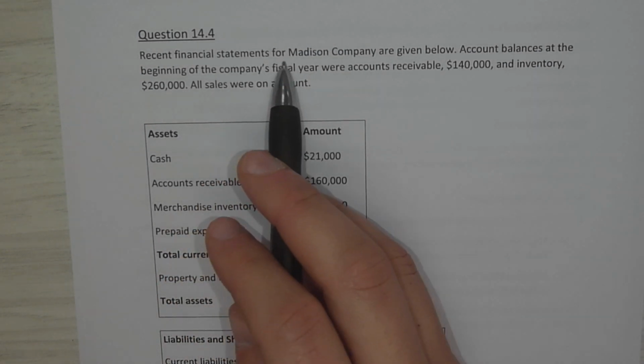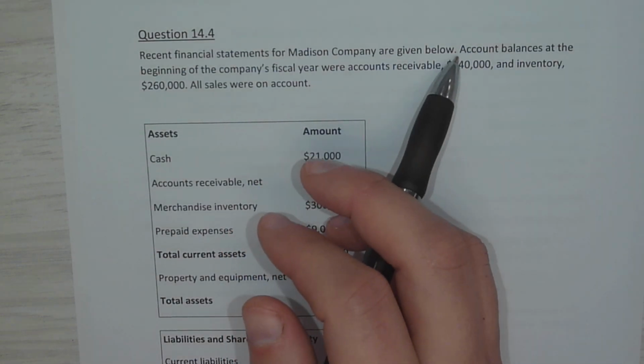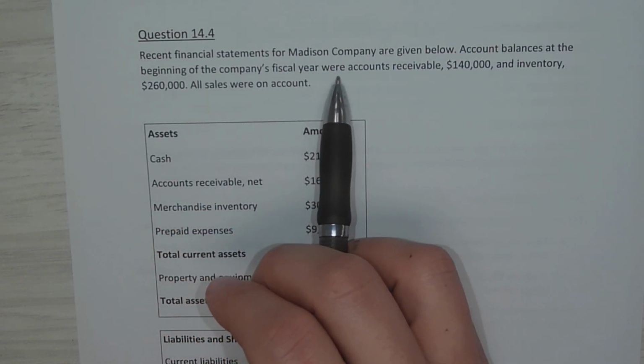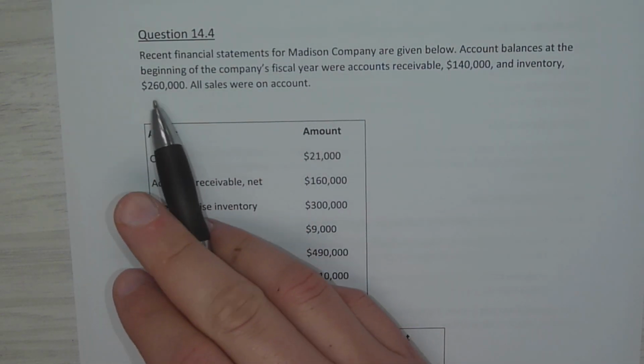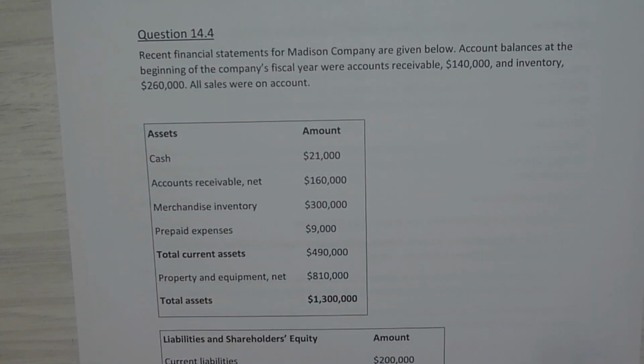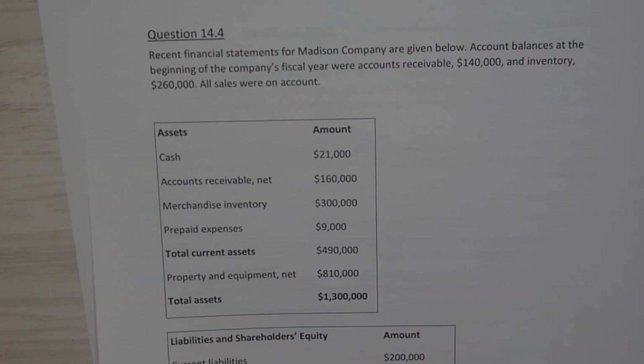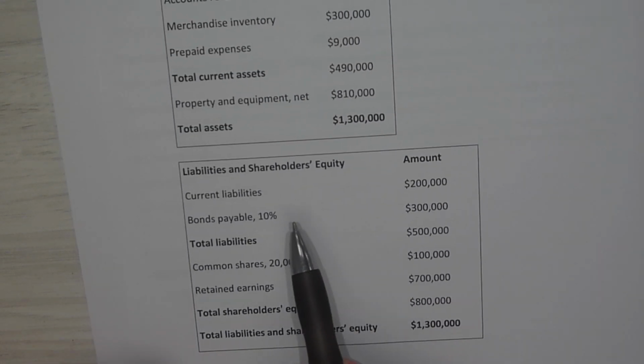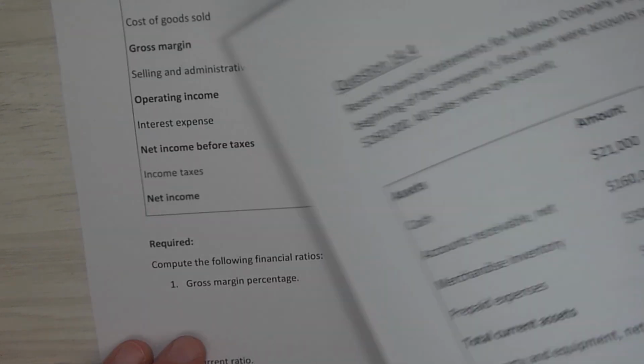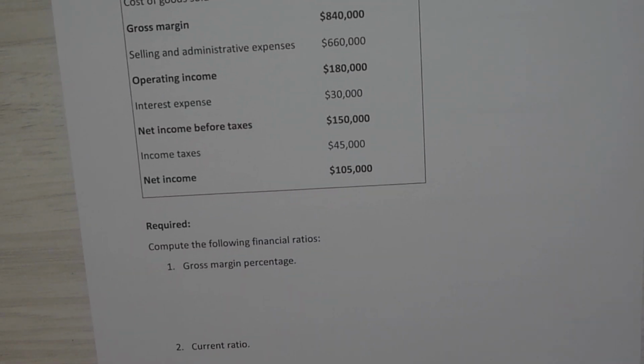Recent financial statements for Madison Company are given below. Account balances at the beginning of the company's fiscal year were AR 140 and inventory 260. All sales were on account. So I've got my assets and my liabilities and shareholders' equity in my balance sheet, and my income statement.